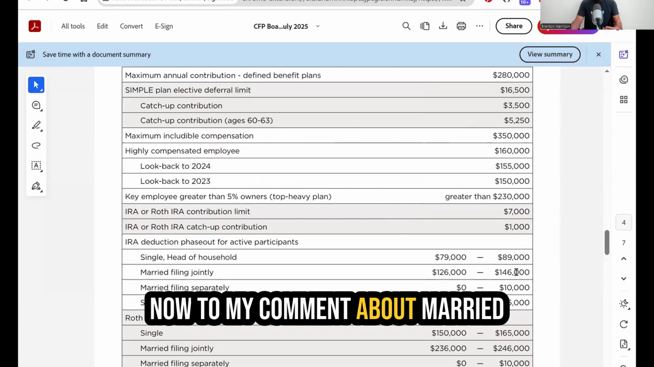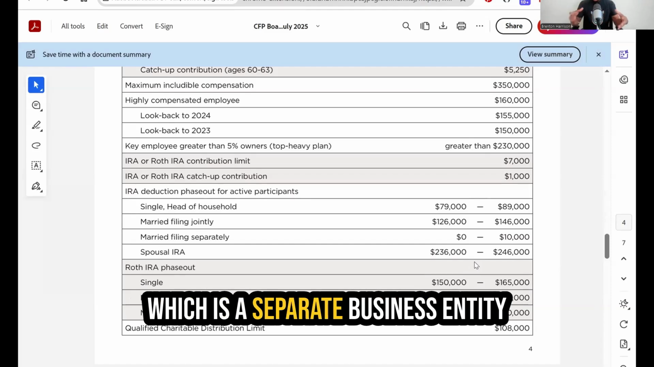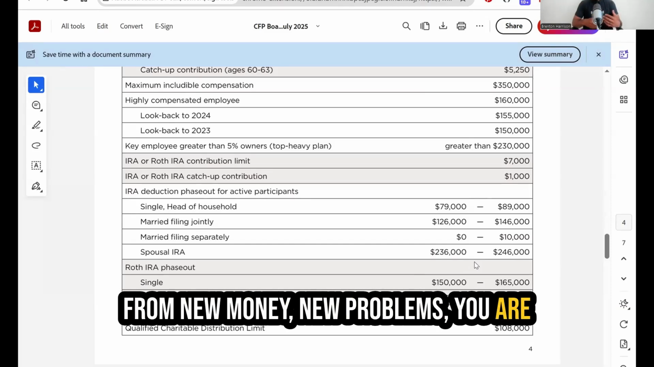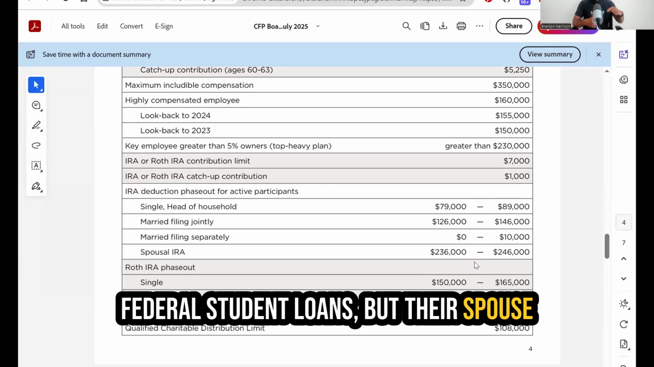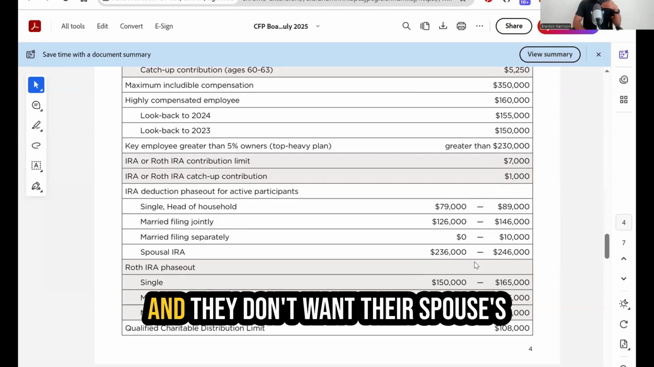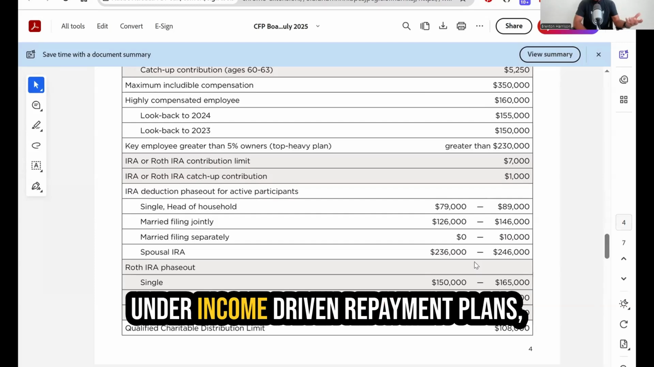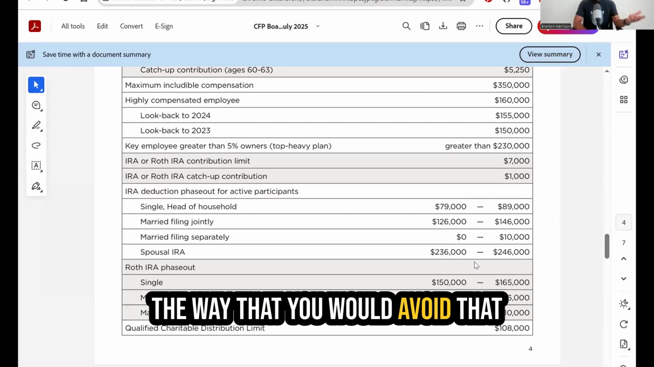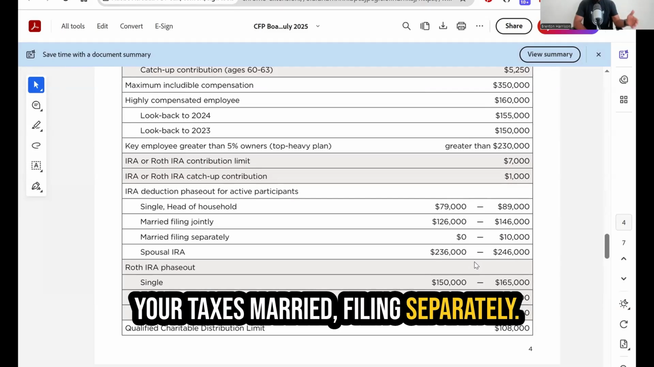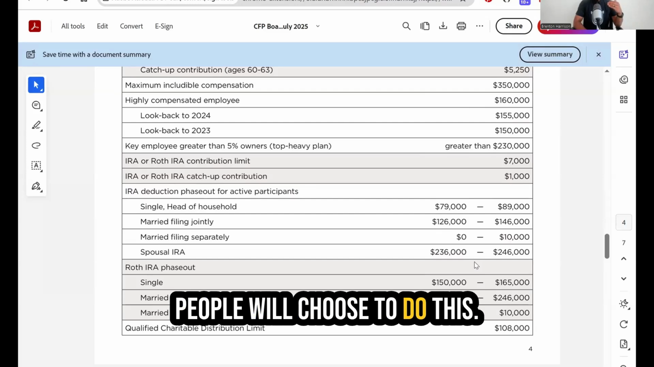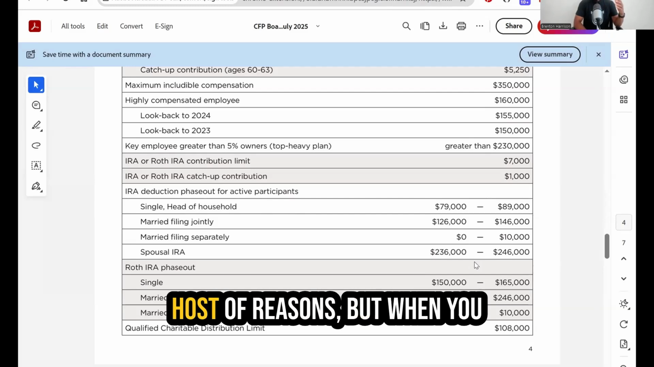Now, to my comment about married filing separately. If you listen to our Escape Student Loan Debt podcast, which is a separate business entity from New Money, New Problems, you're aware that there are plenty of people out there who are married and have federal student loans, but their spouse does not have federal student loans, and they don't want their spouse's income included in the calculation for their student loan payment under income-driven repayment plans. The way that you would avoid that spouse's income being included is to file your taxes married filing separately. There are other reasons why people will choose to do this. They may have a year where one person has a lot of medical expenses. There's a whole host of reasons.